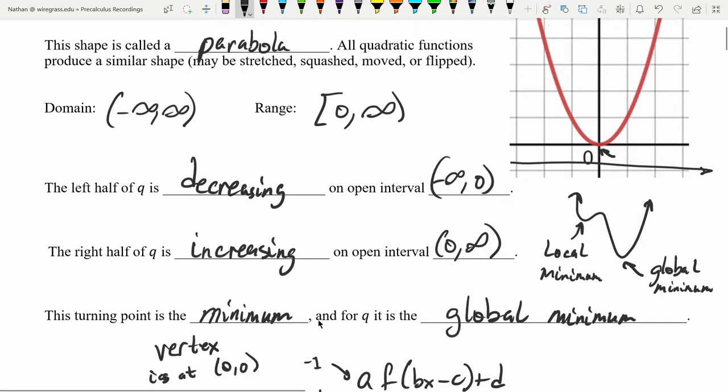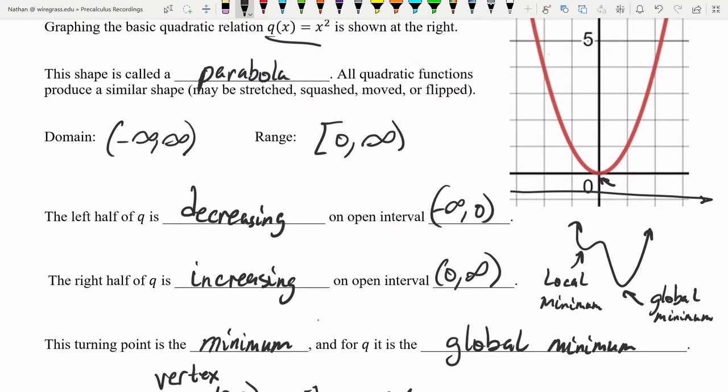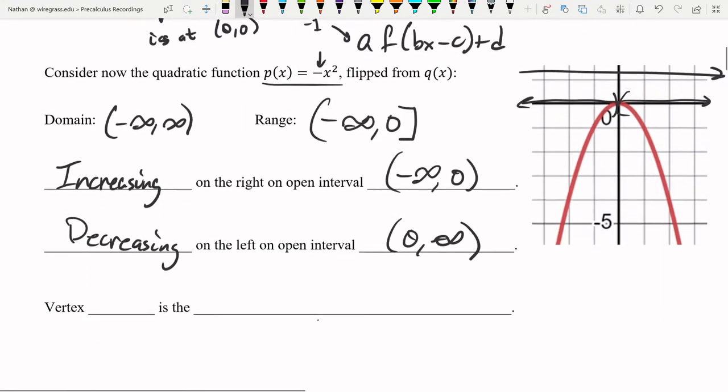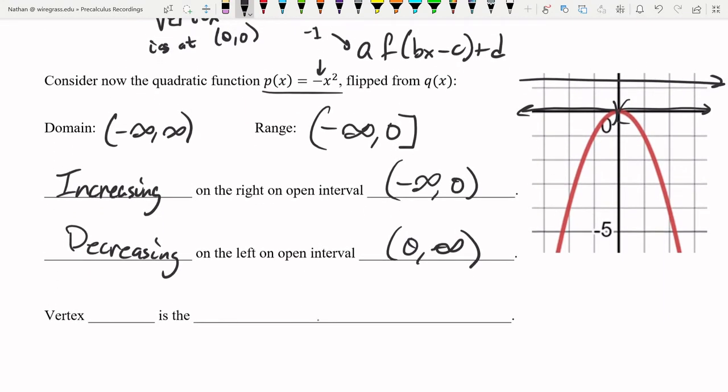All quadratic functions have this parabolic behavior, and all parabolas have a vertex. So a vertex is the special point that we always want to keep in mind. It's kind of like the center of a circle. The vertex, quote unquote, centers the quadratic function. And now you can see here, the vertex for this one is also 0, 0.